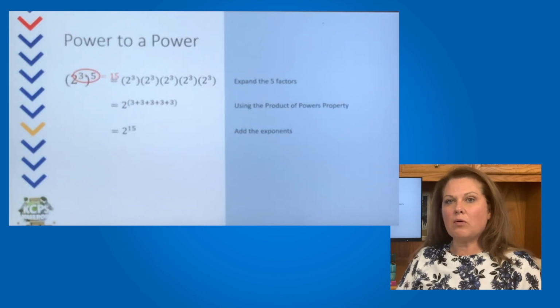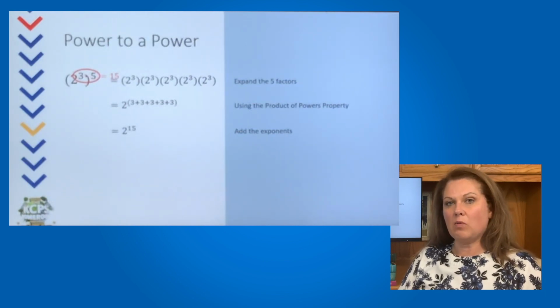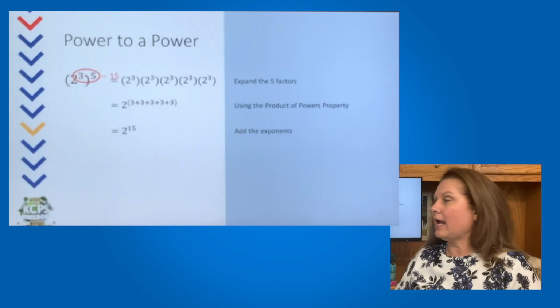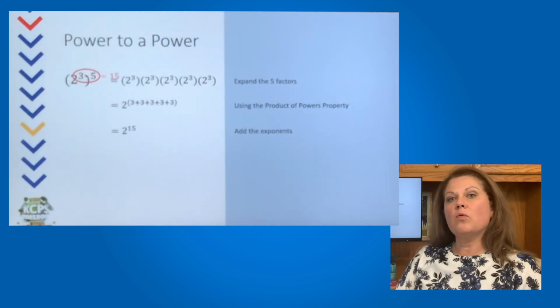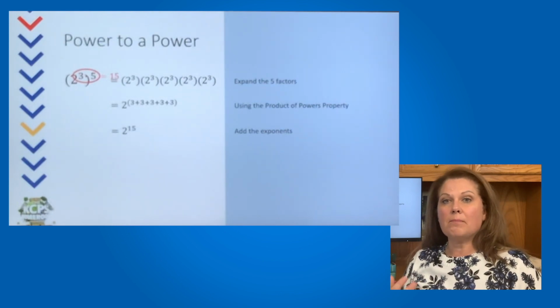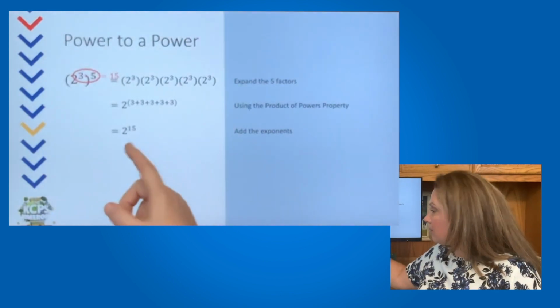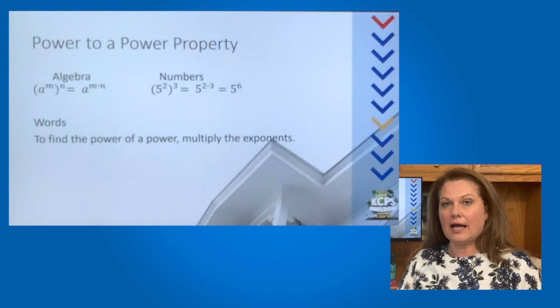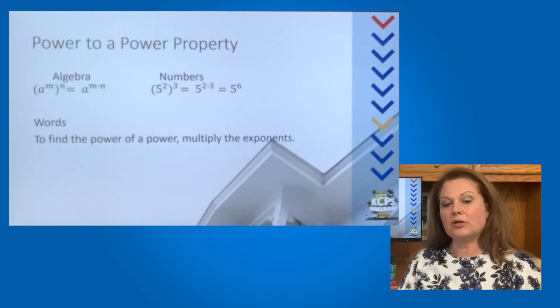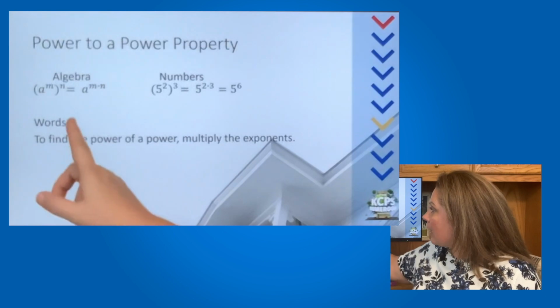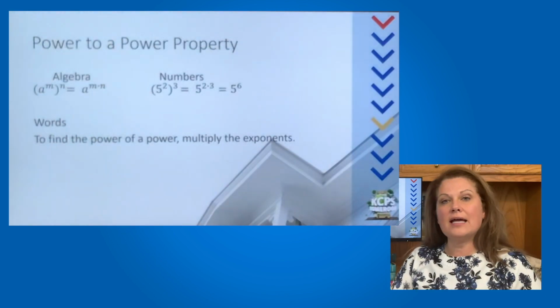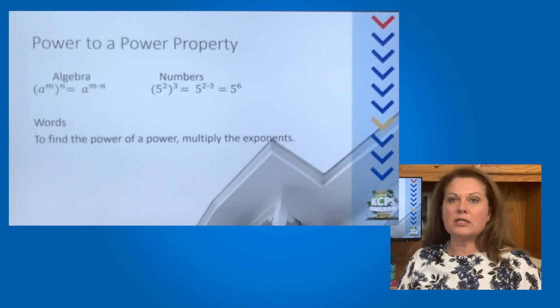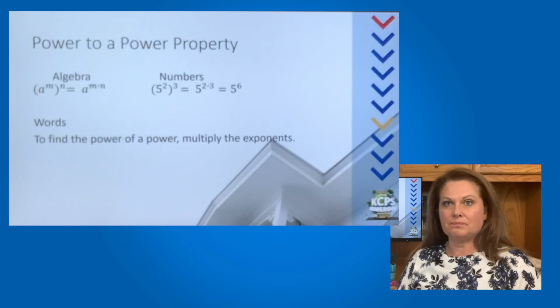The power to a power property says if we have a power to another power and it has the same base, which in this case it does, we simply multiply our exponents to get our simplified form. Let's take a look at what that would actually look like in algebraic terms, in numbers, and in words. If you notice, our algebraic expression is (a^m)^n. We have the same base. You simply multiply m times n, and whatever that product is, that's your new exponent.